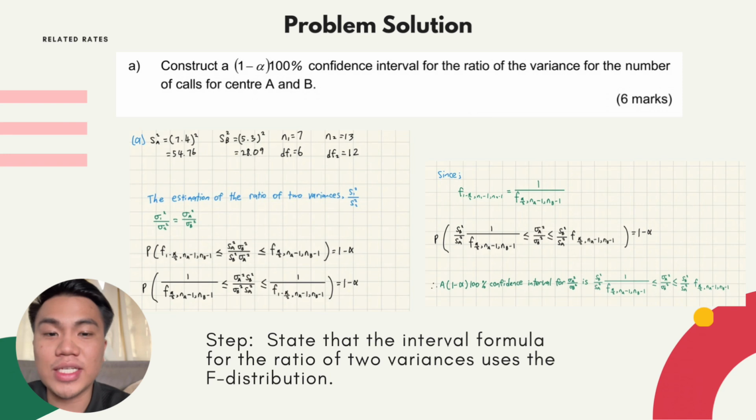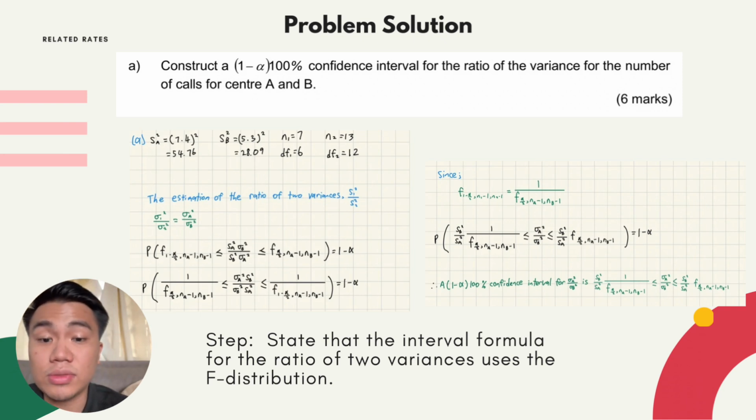Moving on to question 2. In part A, my first step was to calculate the sample variances. For center A, I calculated SA square equals 7.4 square, which is 54.76. For center B, I calculated SB square equals 5.3 square, which is 28.09. I also noted the sample sizes, N1 equals 7 and N2 equals 13, and the corresponding degrees of freedom, df1 equals 6 and df2 equals 12.